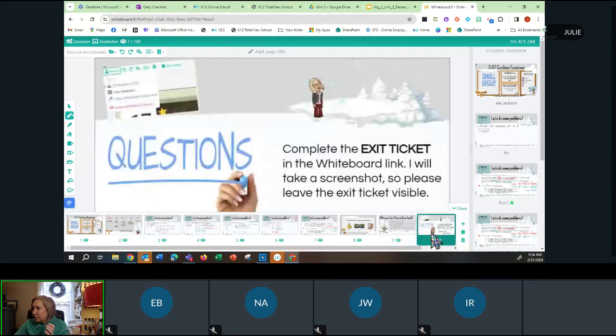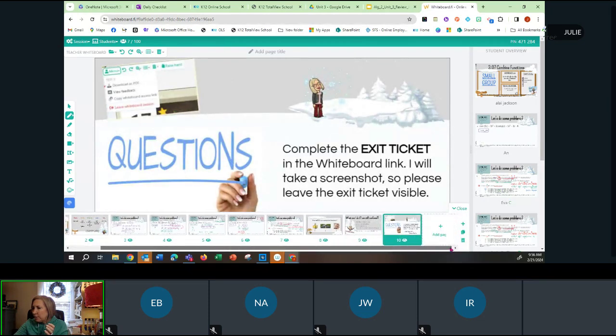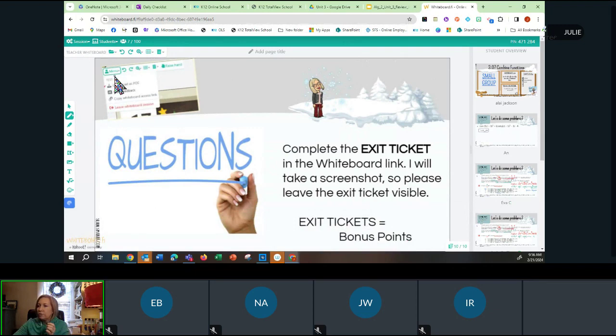All right, my last slide is just reminding you that if you have your whiteboard open, you need to make sure that you go to menu, drop down, and do download. And then we don't have exit tickets in small groups. I only do that when we have whole groups.